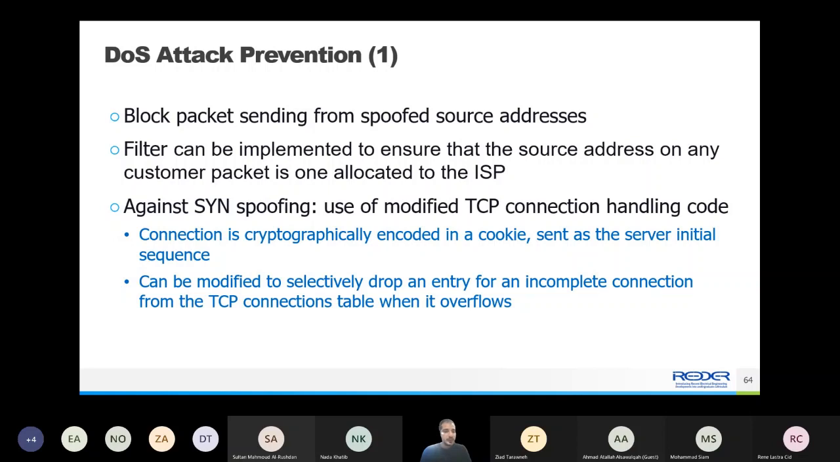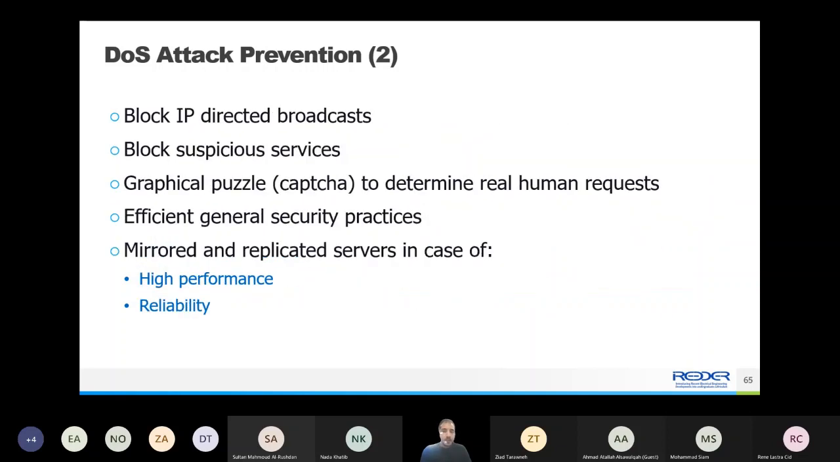So in order to prevent, we can block packet sending from spoofed source addresses if we have figured out which of them are spoofed. Filters can be implemented to ensure that the source address is allocated by the internet service provider. And especially, I guess, for SYN spoofing, we can use a modified TCP connection handling code. We can also block IP-directed broadcasts. For example, we know that a certain computer is a zombie, so we can block it.